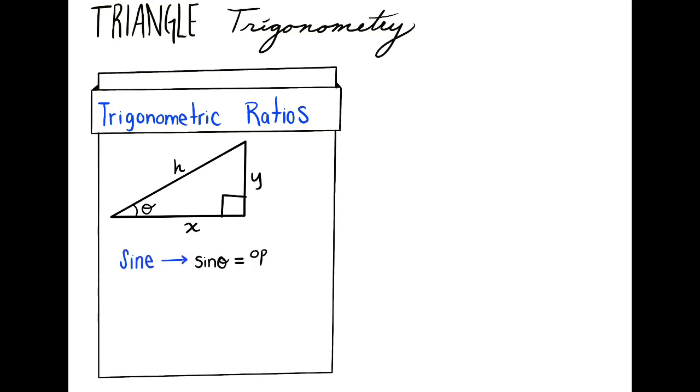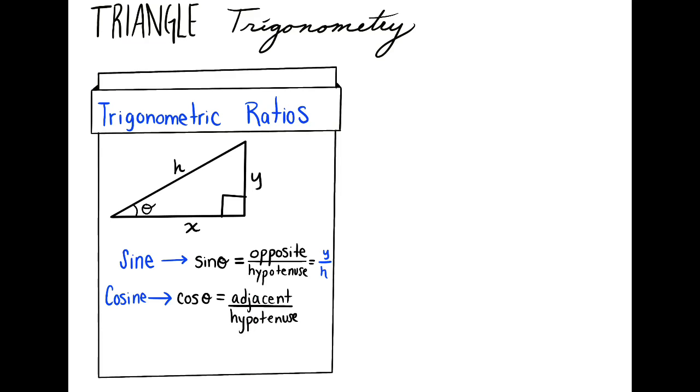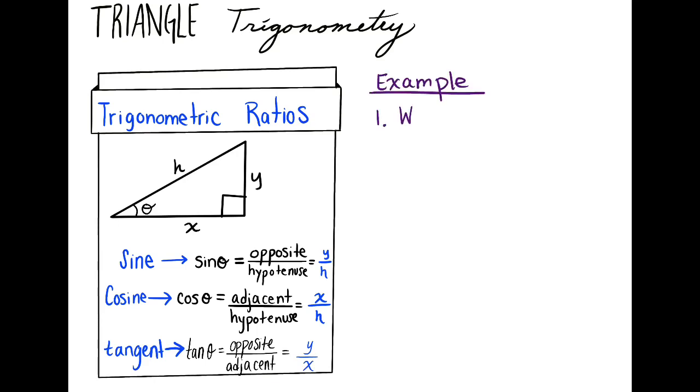So let's take a look at sine. Sine of an angle theta is equal to the opposite leg over the hypotenuse. So in this case it would be y over h. The cosine is the adjacent leg over the hypotenuse, which would give us x over h. And then our tangent is the opposite over the adjacent, which would give us y over x.